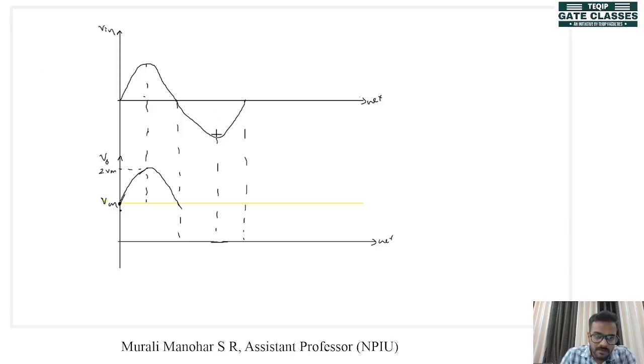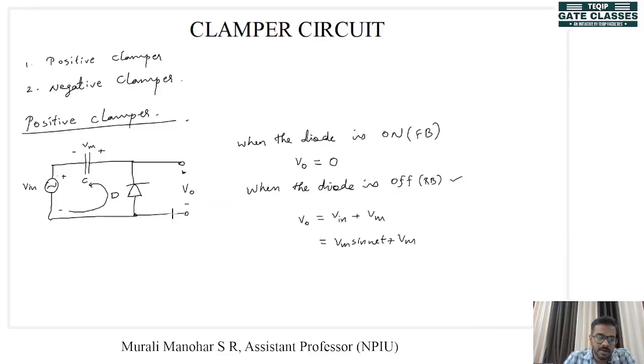So when Vin reaches minus Vm, what happens to Vout? Vout will be minus Vm plus Vm, that is 0. Again it goes back to Vm. So this is the output voltage. Now it is like this. Its minimum value is 0 and maximum value is 2Vm. Okay. Now we can see how a negative clamper works.